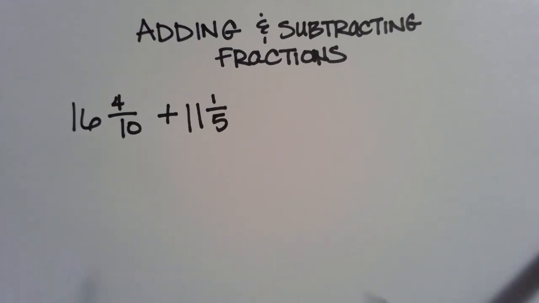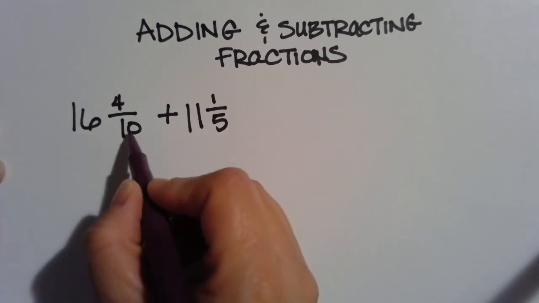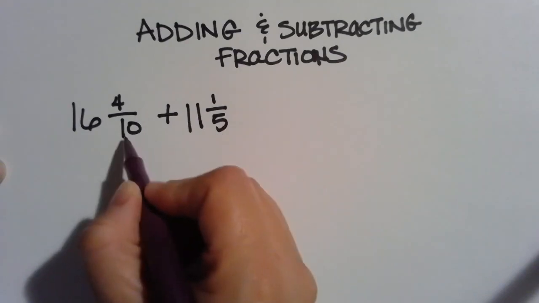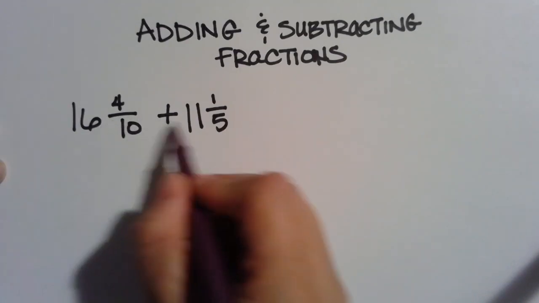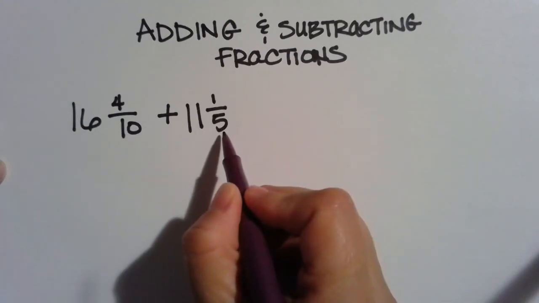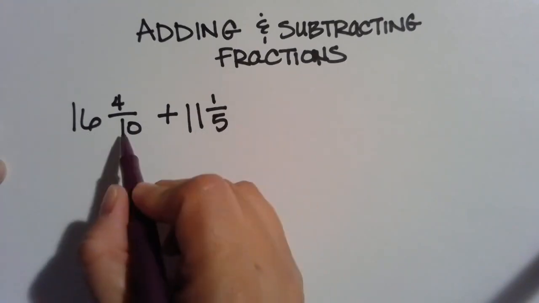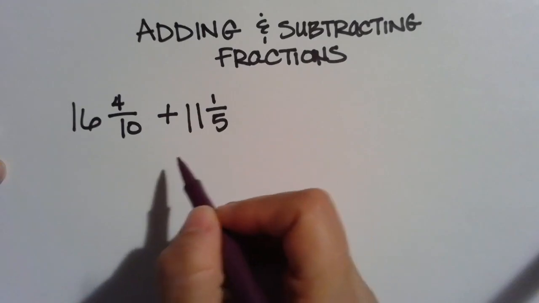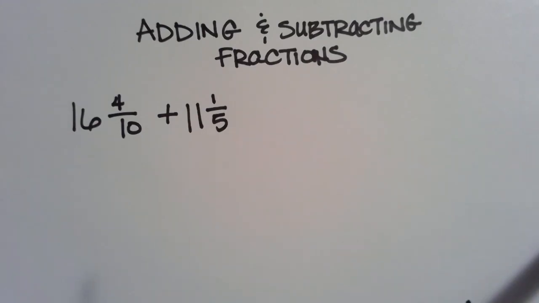And then of course you know why we're doing that, because we have two different denominators. Remember, we can't add these mixed numbers until we have a common denominator. We can't add or subtract without common denominators. So that's why we're doing these number lines.